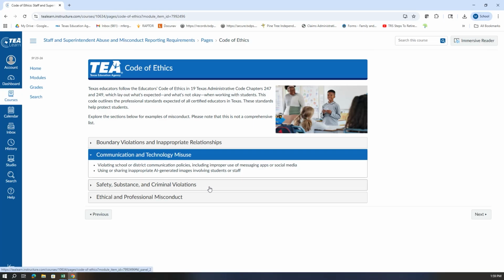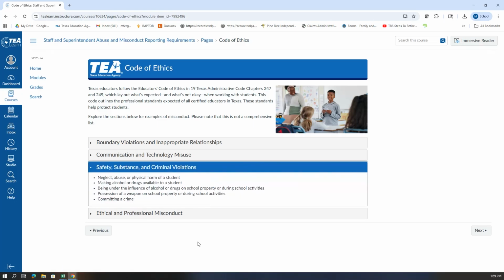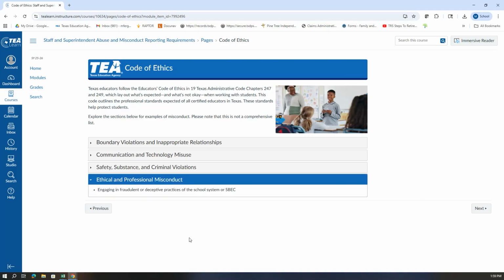Safety, substance, and criminal violations include neglect, abuse, or physical harm of a student, making alcohol or drugs available to a student, being under the influence of alcohol or drugs on school property or during school activities, possession of a weapon on school property or during school activities, and committing a crime. Ethical and professional misconduct: engaging in fraudulent or deceptive practices of the school system or SBAC.